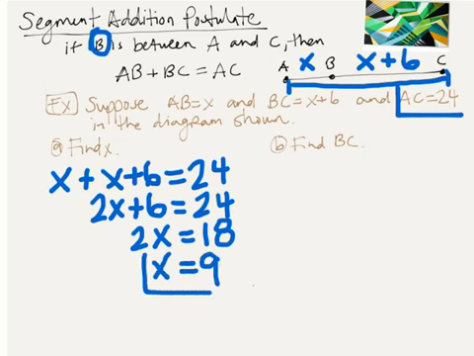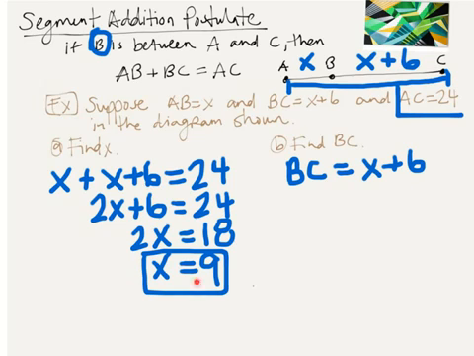X is 9. Now our second question asks us to find BC there, supposing that x equals 9. Here's what I know. I know that BC equals x plus 6. I also know, from what I just found out, that x equals 9. So I can take this 9 value and plug it in for x to find the value of BC. BC is 9 plus 6, or its total length, is 15.